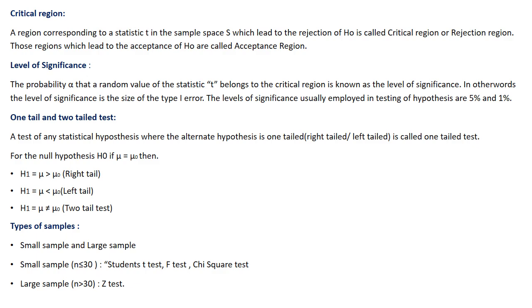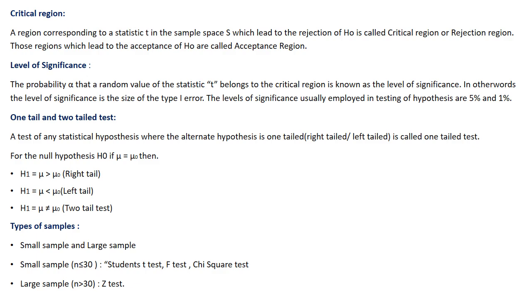A region corresponding to a statistic T in the sampling space S which lead to the rejection of H naught is called as critical region or rejection region. Those regions which lead to the acceptance of H naught are called acceptance region. Probability alpha, that the random variable of the statistic T belongs to the critical region, is known as the level of significance. So the level of significance usually employed in testing of hypothesis are 5% and 1%.